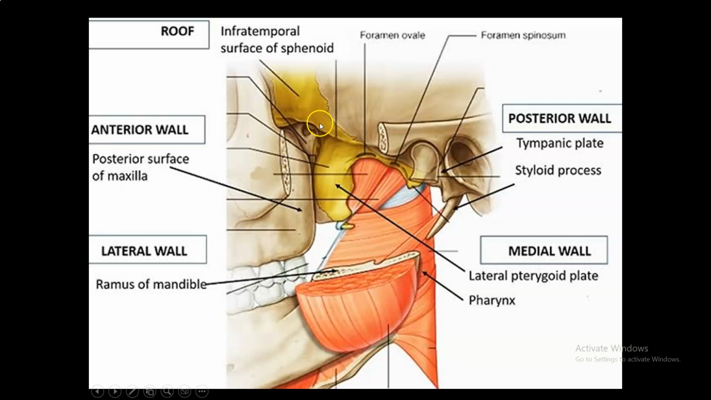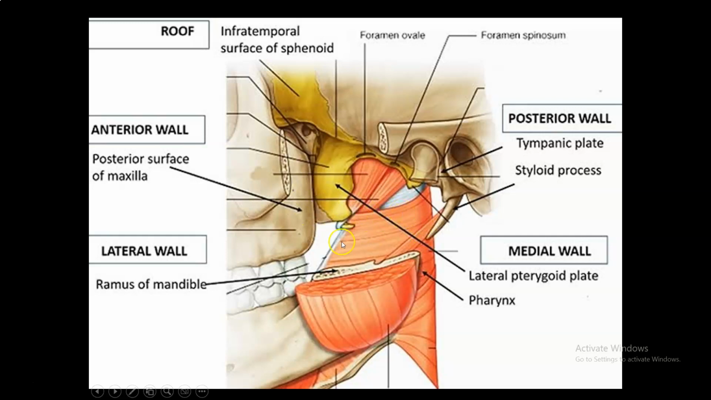And the roof, of course, is the infratemporal surface of the sphenoid containing ovale and spinosum, and the posterior wall is the carotid sheath here with the tympanic plate and the styloid process. This is the styloid process, with the tympanic plate in front, a bone in front of the external auditory canal. And as we said, the medial wall is the lateral pterygoid plate, and you know that the lateral pterygoid muscle, one of the heads arises from the lateral pterygoid plate.